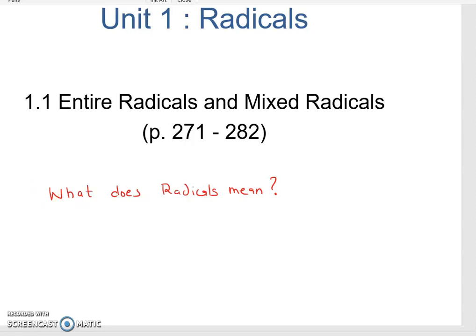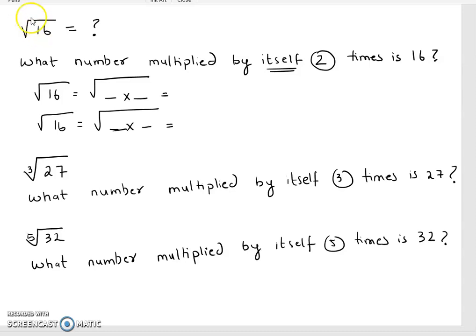So first of all, when you see something like this, square root of 16, what does that mean? In English, it's asking you what number multiplied by itself twice, 2 times, is 16. Where did I get that 2 from? When the index is 2, it's invisible. Again, this is explained in the previous video about using a calculator. So when you see a square root, you don't see the 2, it's invisible, but it's assumed to be there. So this question is saying what number multiplied by itself 2 times will give you 16.